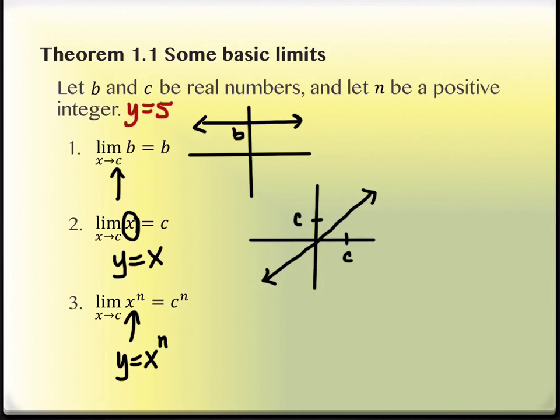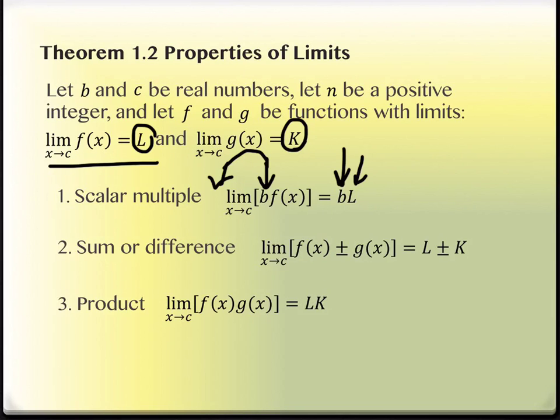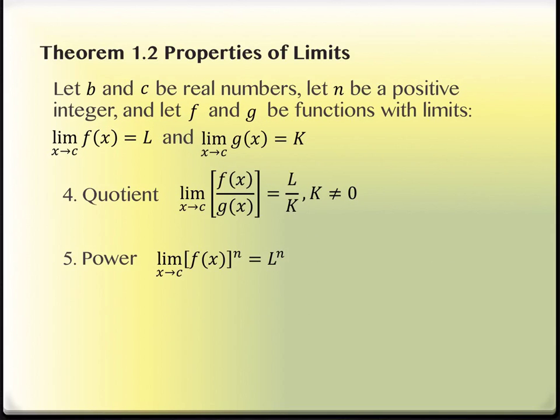So the limit as x approaches c of x is c, and then x to the n is c to the n. We had a scalar multiple that says that you can actually multiply the scalar after you find the limit. If you're doing a sum or a difference, you can do the sum or the difference of the limits. Product, you do the product of the limits. The quotient is the quotient of the limits, and the power is the power of the limit. It's all these wonderful features that we're able to use.